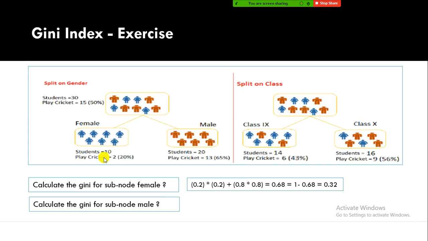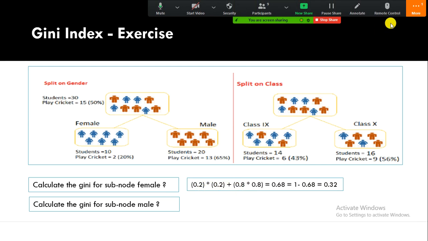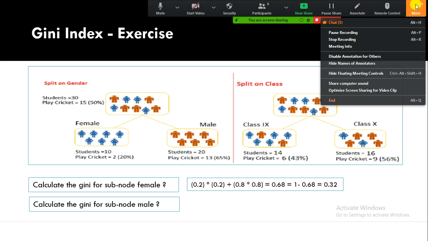Out of these 10 female students, 2 play cricket. Those 2 students I call category 1, or class 1. Class 2 is those who do not play cricket, which is 0.8. Those who play cricket is 0.2. There are 2 classes, and as per the formula, we need to square them. Finally we need to subtract them from 1.